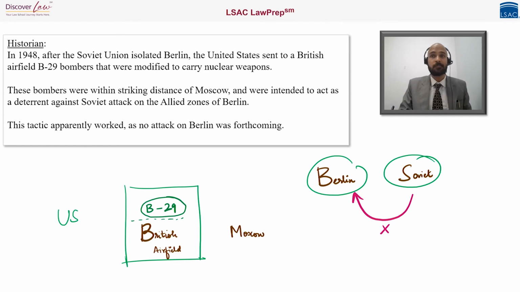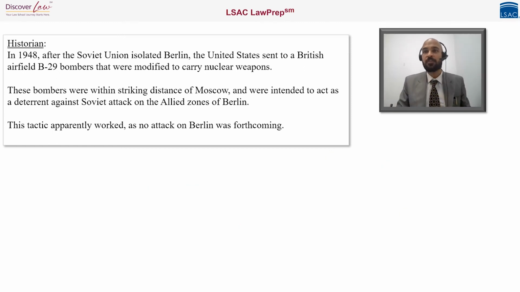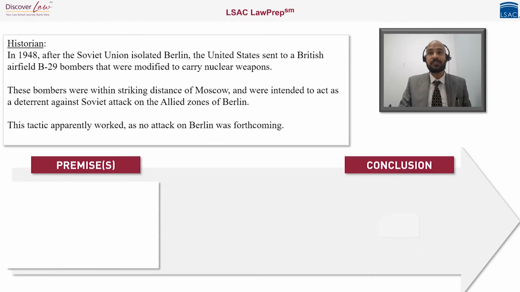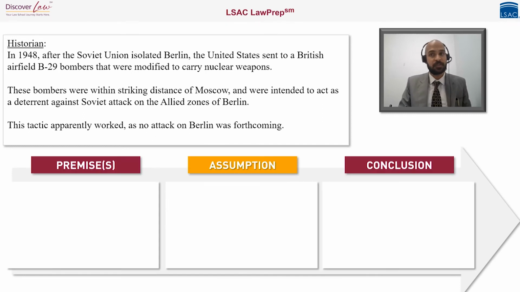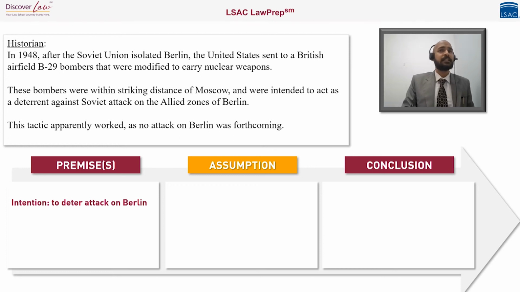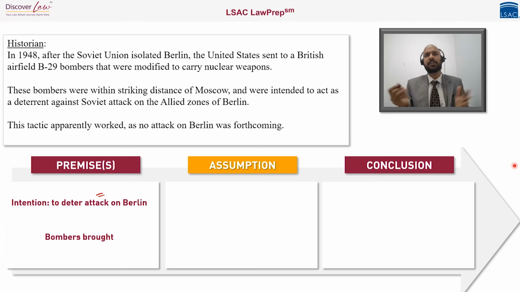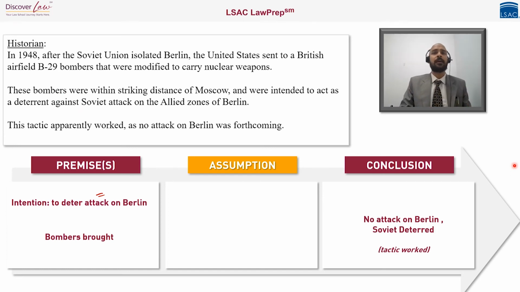Okay. Now let us put all of this into the structure of our argument. So you have the premises, the conclusion, and then you're looking for the assumption in there. It says that the intention was to deter an attack on Berlin, right? We can see here that it was intended to prevent or deter an attack on Berlin. The second thing is that bombers were brought to the British airfield, which was close to Moscow. This was the tactic. And we see in the conclusion that, hey, the tactic apparently worked.